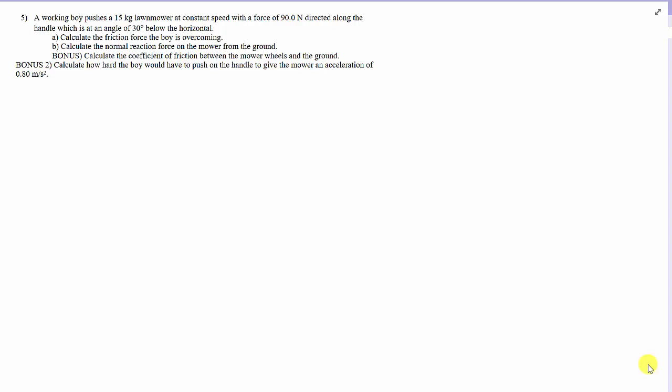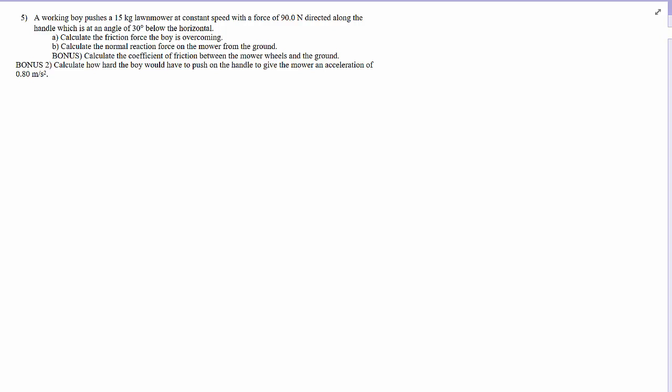Hello, I'm going to go over question number 5. I know from my previous class, students need some help with it, so I'll see if I can go through it and maybe it'll help you. It's a question about someone pushing a lawnmower and looking at the forces and friction and things, and it deals with a 30-degree angle below the horizontal, so it deals with vectors.